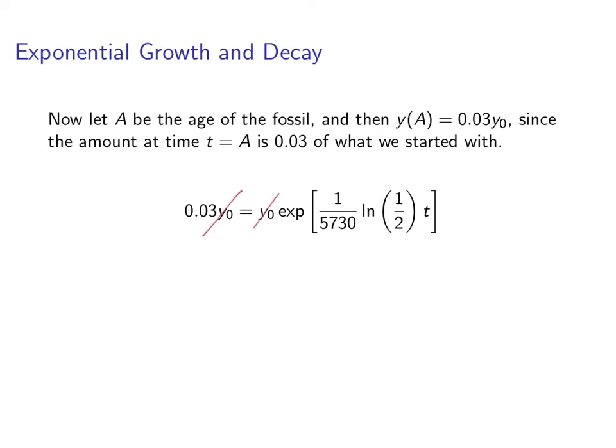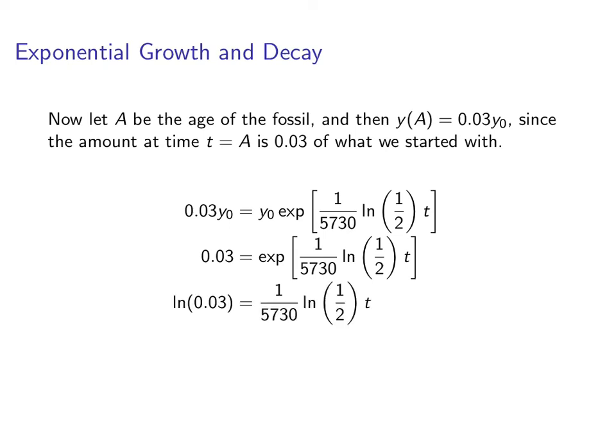Just like before, these cancel out. And now we can try to solve for t by taking a log of both sides. Once we do that, then we can just divide by this whole mess here, and we've got our t. So we end up with t is equal to 5,730 log of 0.03 divided by log of 1/2. That works out to about 29,000.